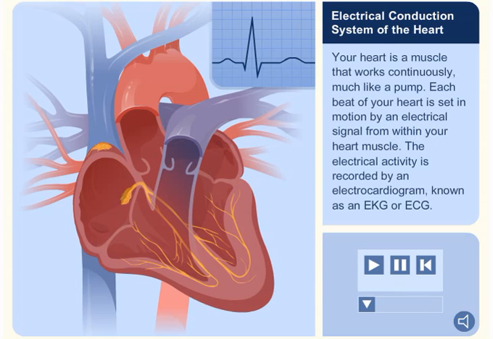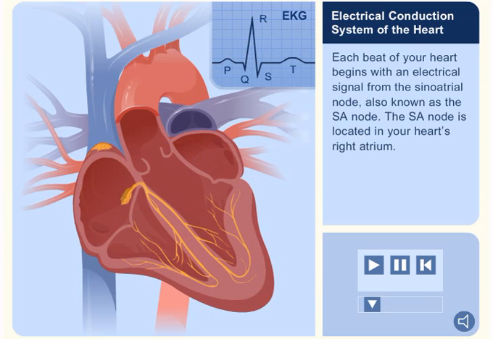Your heart is a muscle that works continuously, much like a pump. Each beat of your heart is set in motion by an electrical signal from within your heart muscle. The electrical activity is recorded by an electrocardiogram, known as an EKG or ECG.